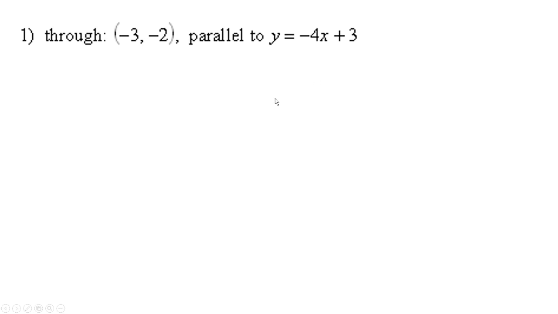So, this new line, the line that we're trying to find, the line that goes through (-3, -2), what is the slope of this line? What is our m value? I'm going to wait and see if someone can figure it out. How do we know the slope of our new line that we're trying to find here?